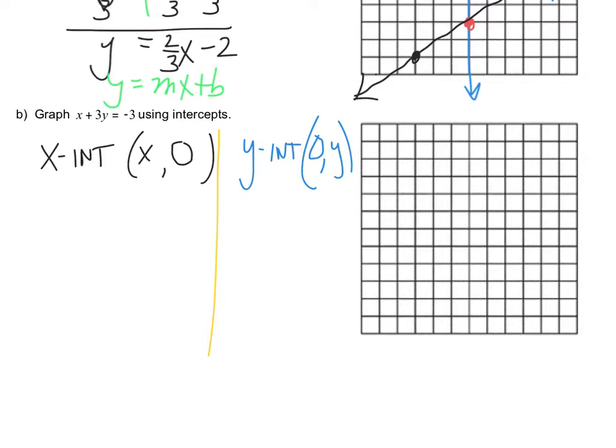Well, think about it. Let's look at the standard form here. So we have this equation. Let's say I want to find the x-intercept. I have two variables here, x and y. I know one of my variables, the y, is a 0. So what I'm going to do is plug the y in as a 0.